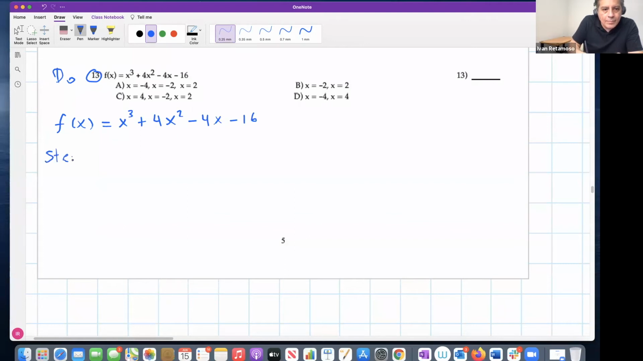Hint, right? Step 1, set whatever the formula is that defines your polynomial function, set it equal to 0. Step 2, factor, and then set each factor containing the variable equal to 0. Factor.